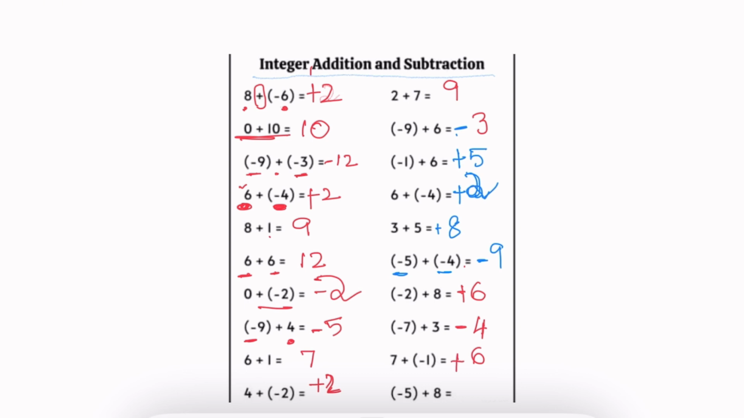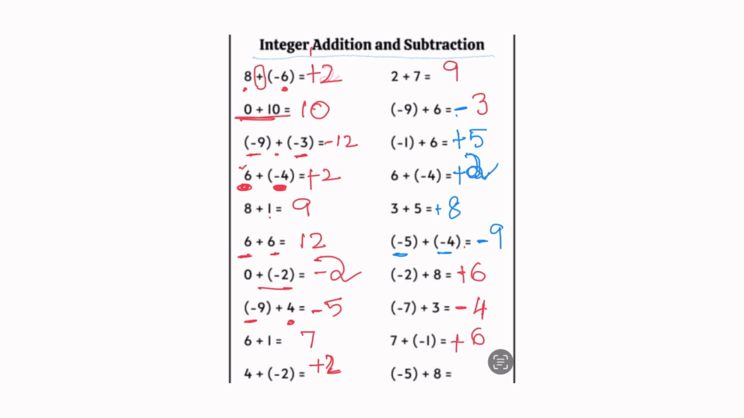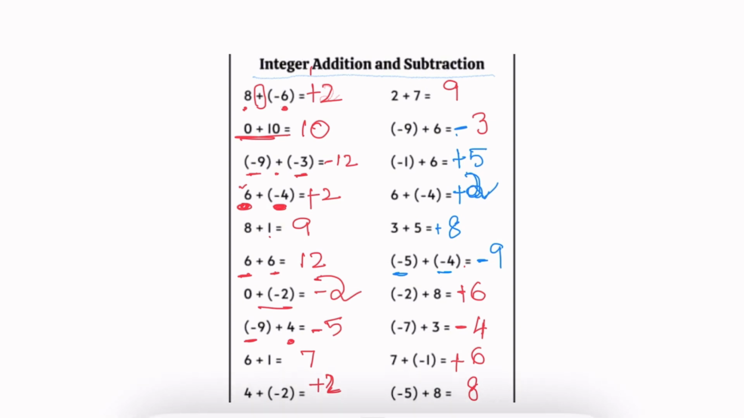Then negative 5 plus 8. Again, one number is positive, one number is negative. I always do subtraction and I give the greater number's sign. Greater number is 8 and the sign is plus. So I get a positive sign.